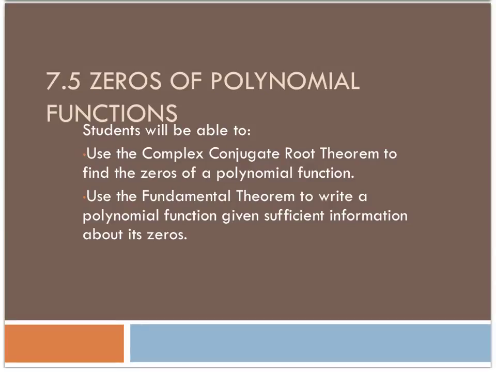Okay, so in section 7.5, we're going to talk about a couple of theorems in order to find zeros of a polynomial function. We'll use the complex conjugate theorem. What that means is when we have complex solutions, we're expected to see something happen. We'll discuss that, and second, we're going to talk about the fundamental theorem of algebra to a certain extent.